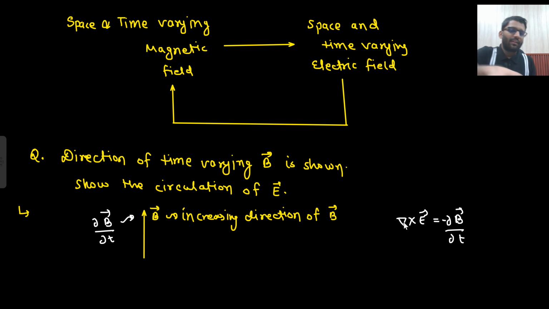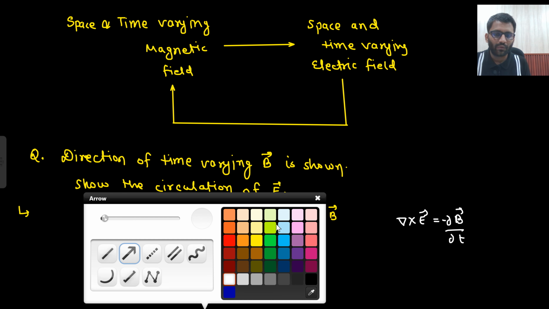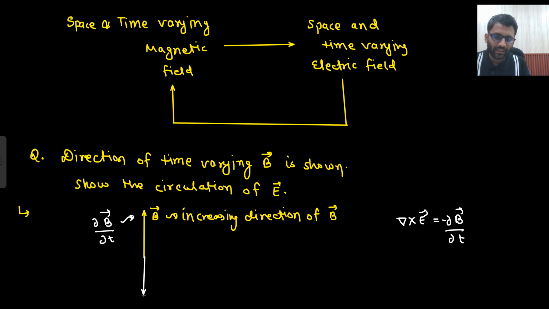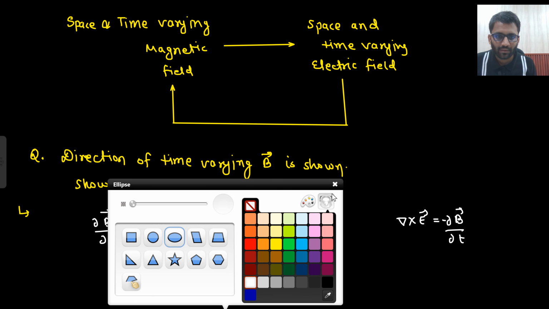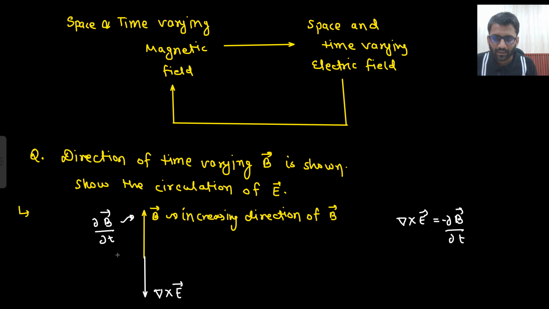Now one thing I know, the direction of del cross E will be opposite to del B by del T. So the direction of del cross E will be this. Now if this is the direction of del cross E, what will be the direction of field, not B, sorry, the direction of field E? This will be the direction of field E. Are you getting this point? This is the direction of B, del cross E is opposite.